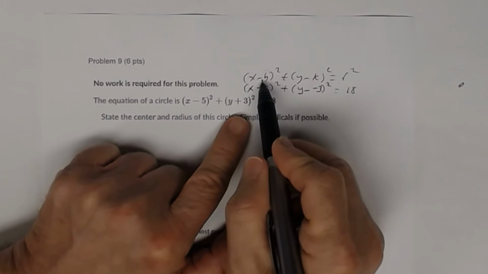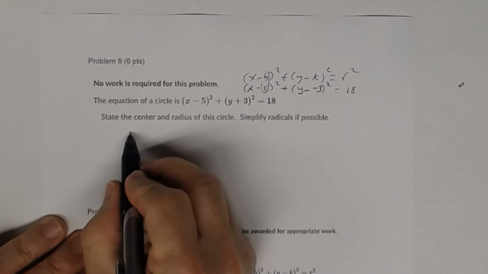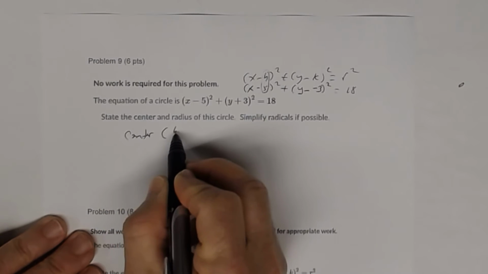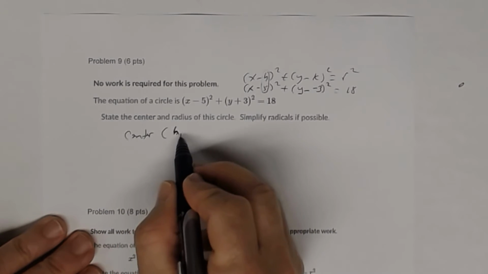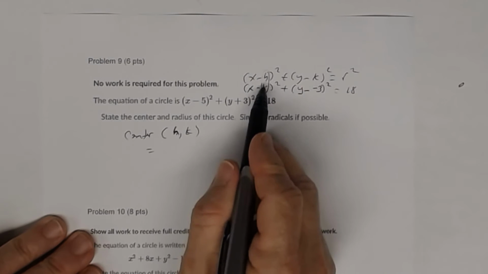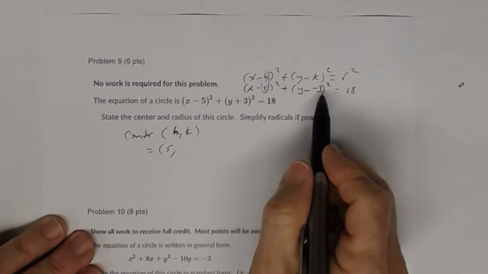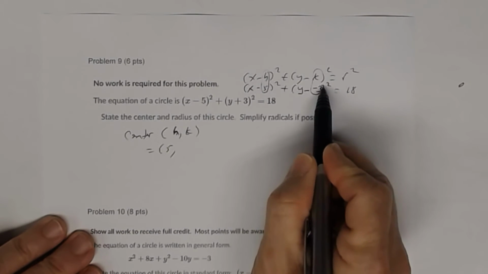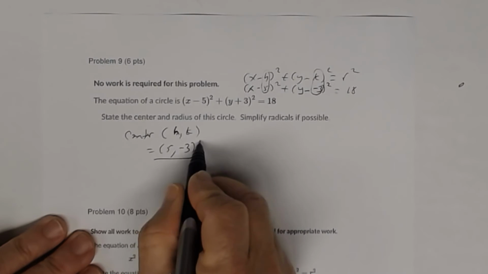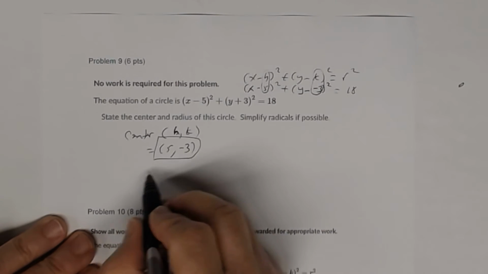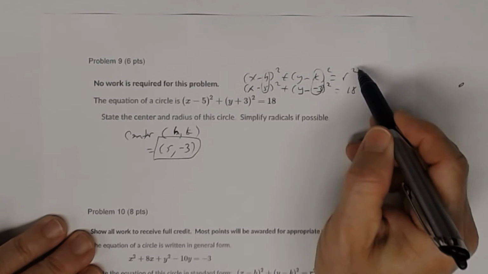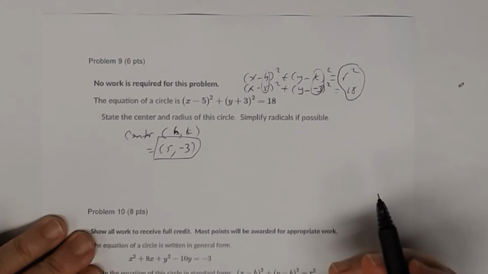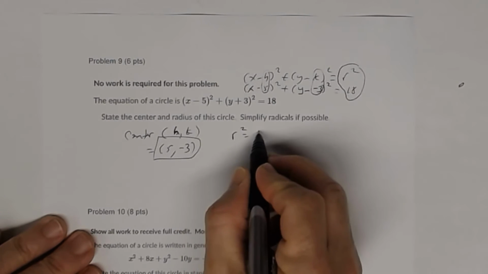Okay, so here's your h. So h is 5, so the center is hk. Remember, the center is hk, right? So the center is 5, comma, and then k is this negative 3. So there's the center. The radius, to find the radius, see this r squared is equal to 18, right? So r squared is equal to 18.